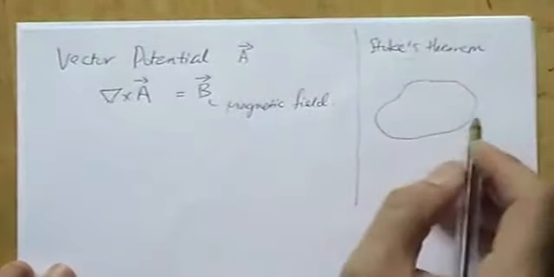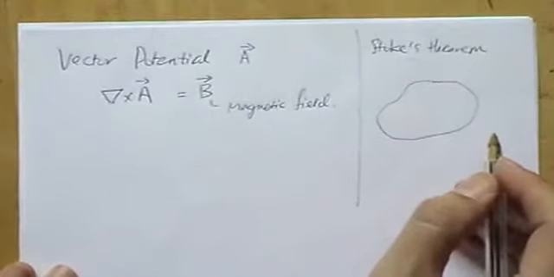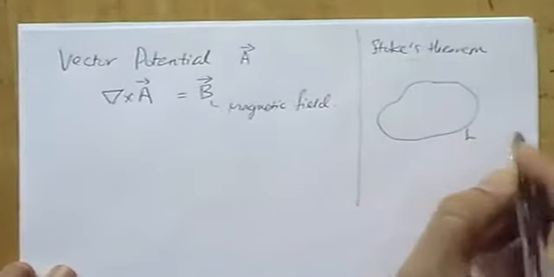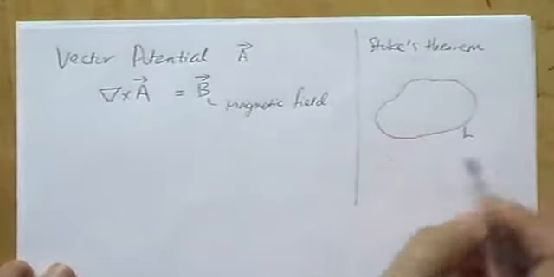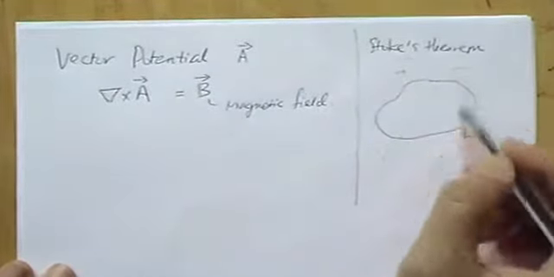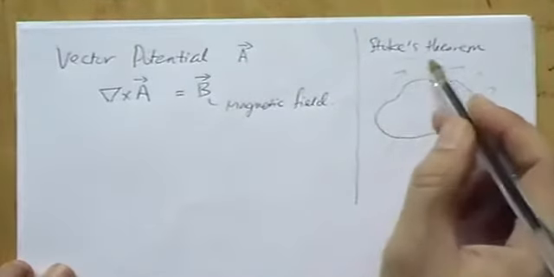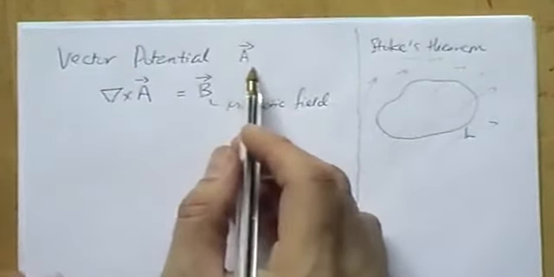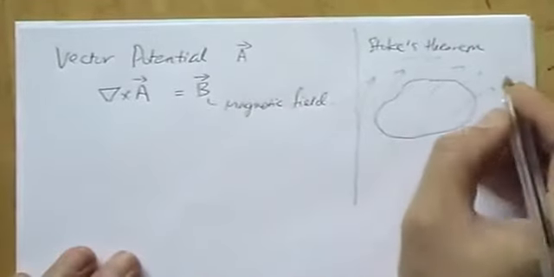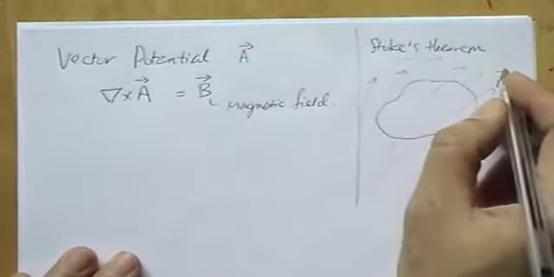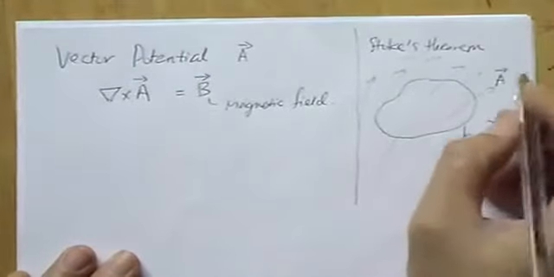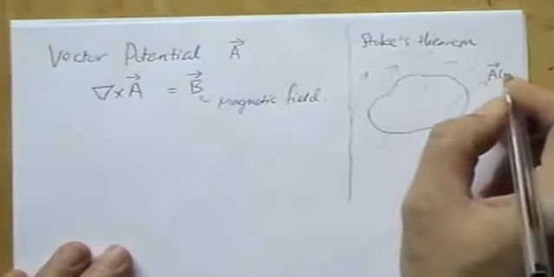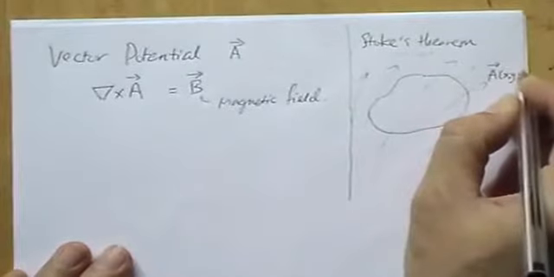now let me call this loop L. Suppose that this loop is in a certain vector field. In general, the vector field can be the magnetic field, electric field, or in this case the vector potential. So I just let this field be A, and it's a vector field in the sense that it's a function of position in space, so a function of x, y, z.